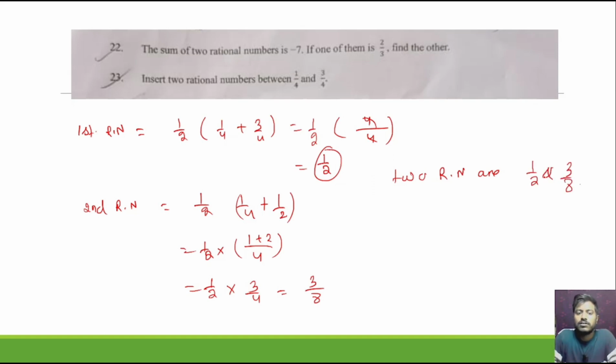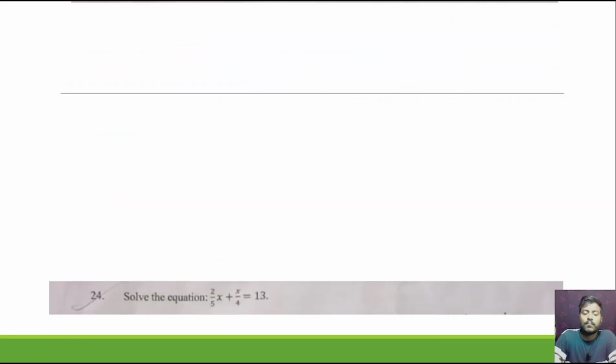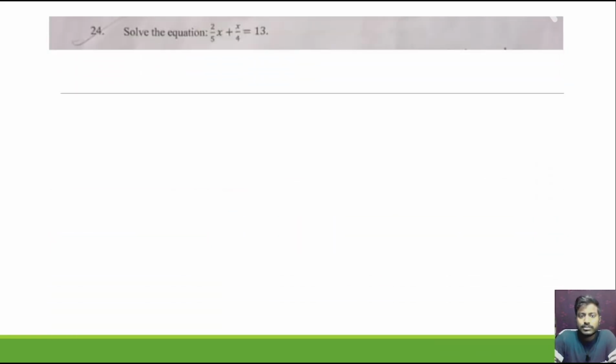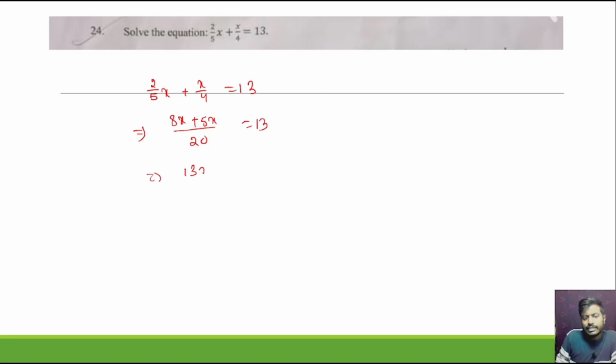Okay, next question. Solve the equation: 2 by 5 x plus x by 4 is equal to 13. Now take LCM, that is 20. 5 into 4 is 20, 4 times 2 is 8x, plus 4 into 5 is 20, 5 times 1 is 5x, is equal to 13. Now 13x divided by 20 is equal to 13. That implies x equals 13 into 20 by 13. Now 13 cancels, so x equals 20.